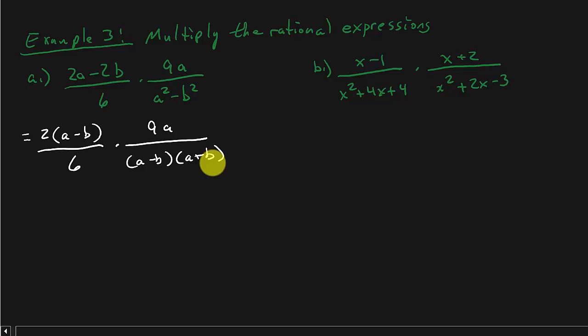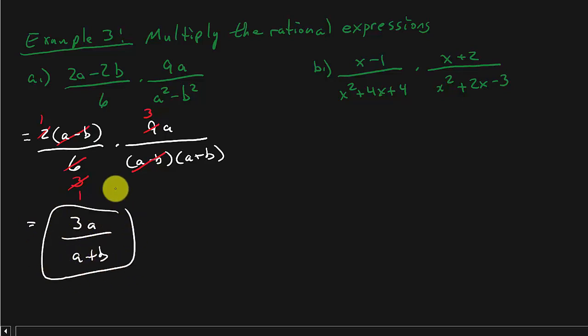And then once you have them factored, whatever's in the numerator can be canceled with whatever's in the denominator. So you can see here the 2 and the 6 cancel. I'm left with 1 and 3. And then look, the 3 and the 9 cancel. I'm left with 1 and 3. And then this a minus b and this a minus b cancel. And so I am left with 3a over a plus b.